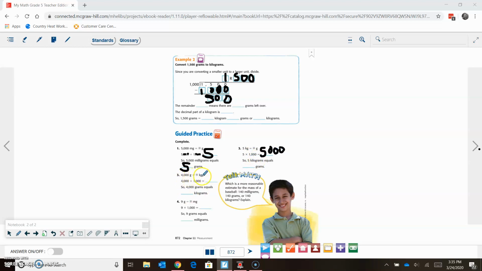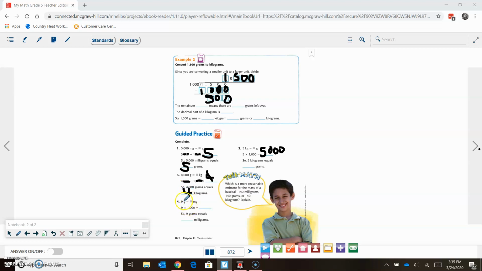4,000 grams is how many kilograms? Again, when you're dividing, you can just knock those zeros out. So there's 3 here. There's 3 here. We end up with 4 divided by 1, which is 4. So 4,000 grams is 4 kilograms.